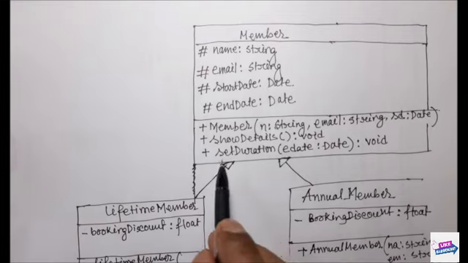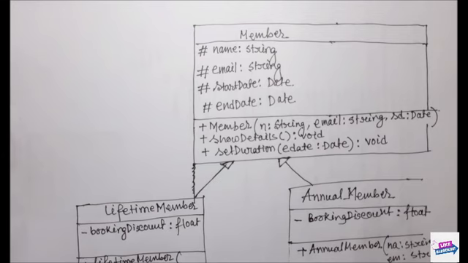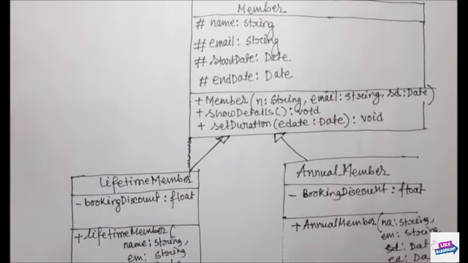specify this set duration method, I want to override this method in my subclass. So I will add some features. So what does that mean? Whatever the implementation code is, I will change it. The set duration method, for lifetime member the end date will be something like 60 years, and here for annual member the end date will be 1 year. Okay, so like that I will write, but in our diagram I will just write the name of the function.